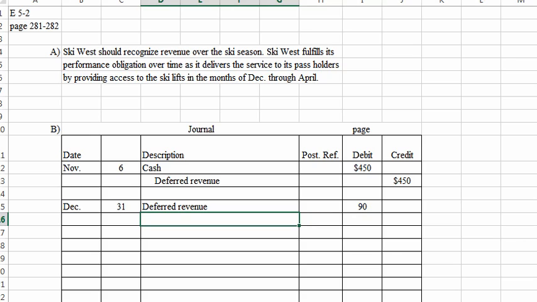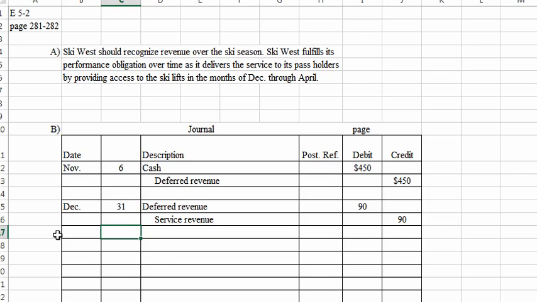And then we'll credit, your book uses service revenue, so that's what I'll go with, for $90 as well. That's just the amount earned by the end of the year. All of the $450 would be in service revenue by the end of April.